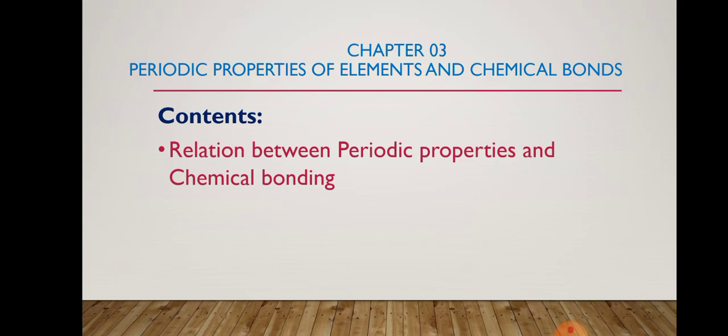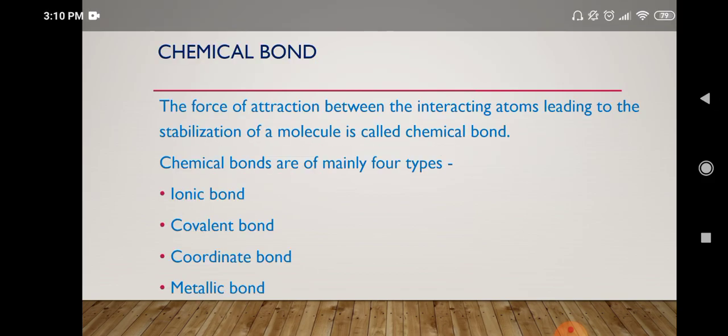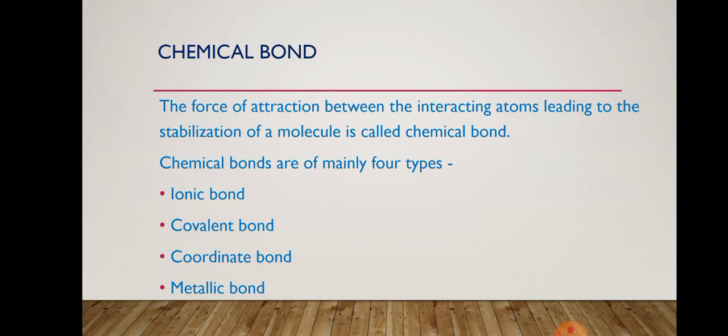Today I will discuss another important topic under chapter 3, which is relation between periodic properties and chemical bonding. The title of chapter 3 is Periodic Properties of Elements and Chemical Bonds. Now I am going to discuss chemical bond.